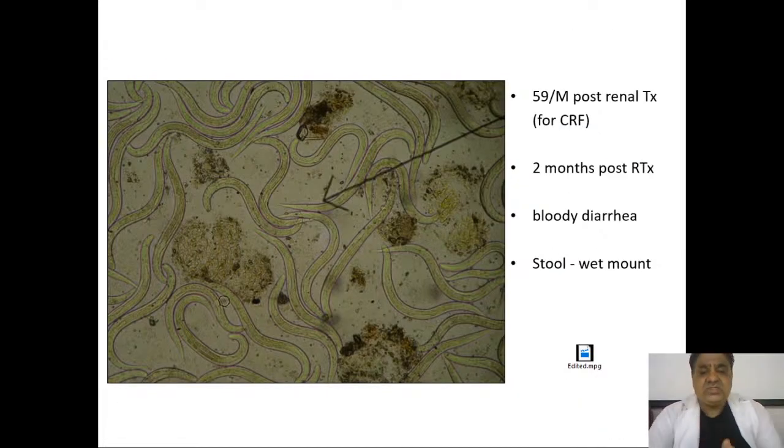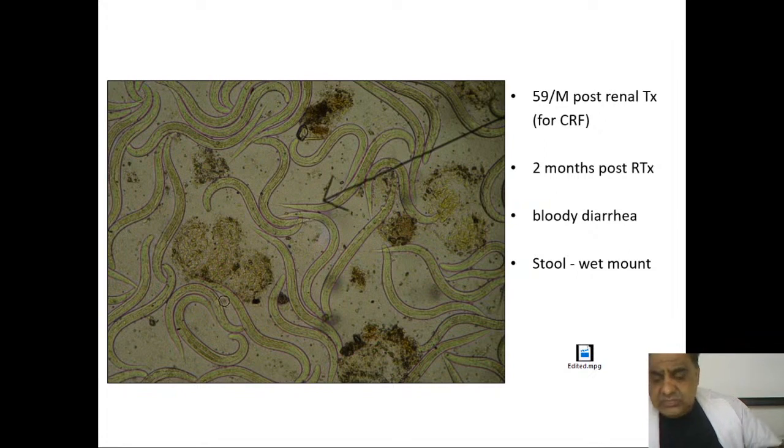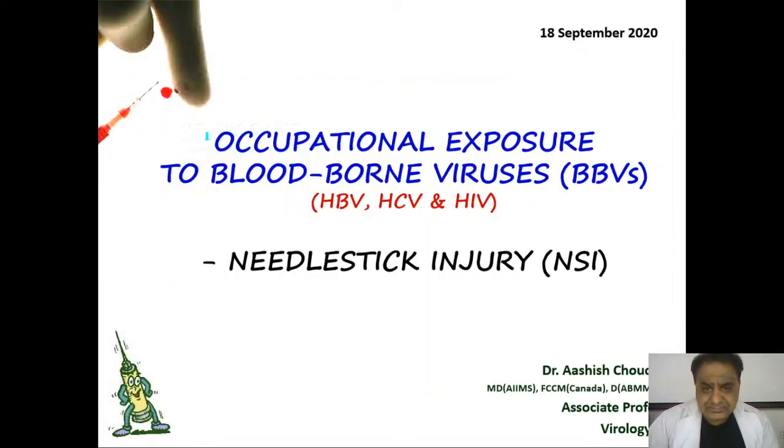So with this, I finished transplant infections. If it's okay, I can take 7 more minutes to finish one more topic which we have actually discussed: needle stick injury. Now, we all are at risk of this; this is the next topic. This is not transplant now. I'm starting a new topic, which I'll finish in 5-7 minutes.